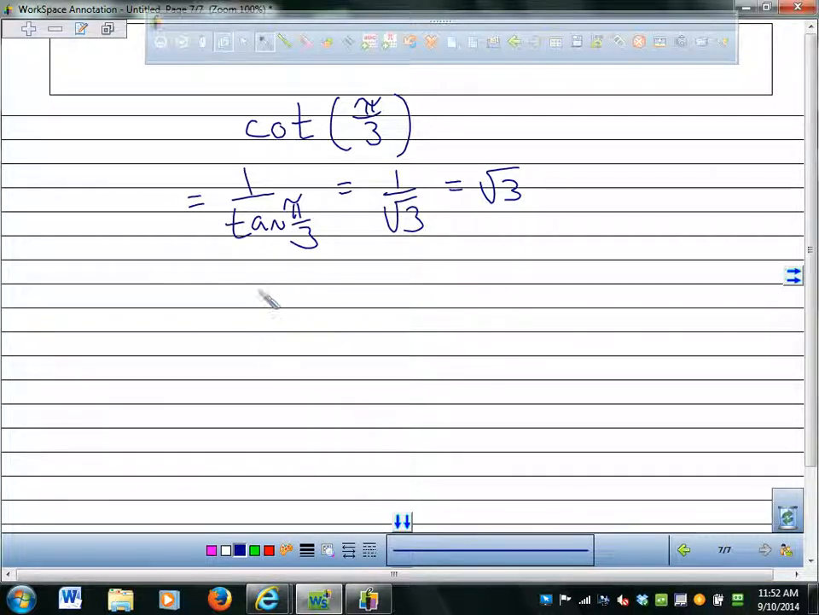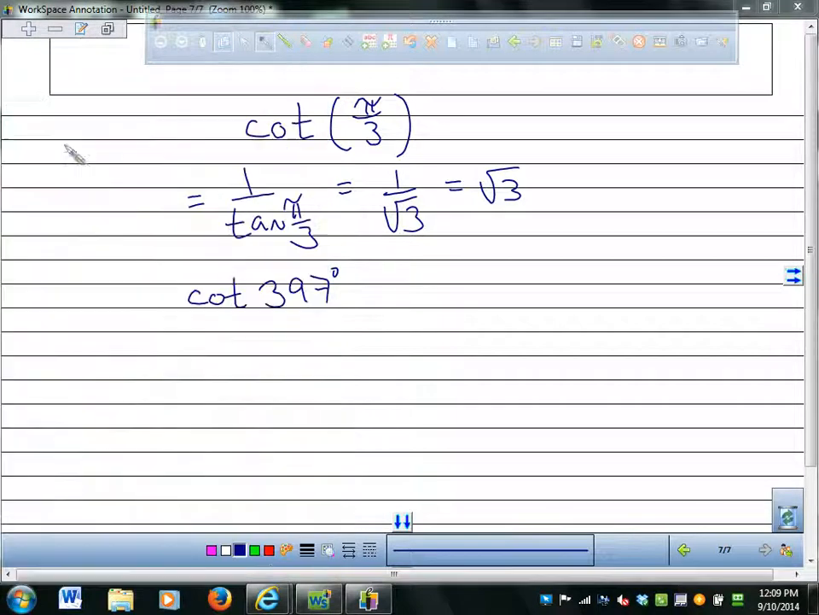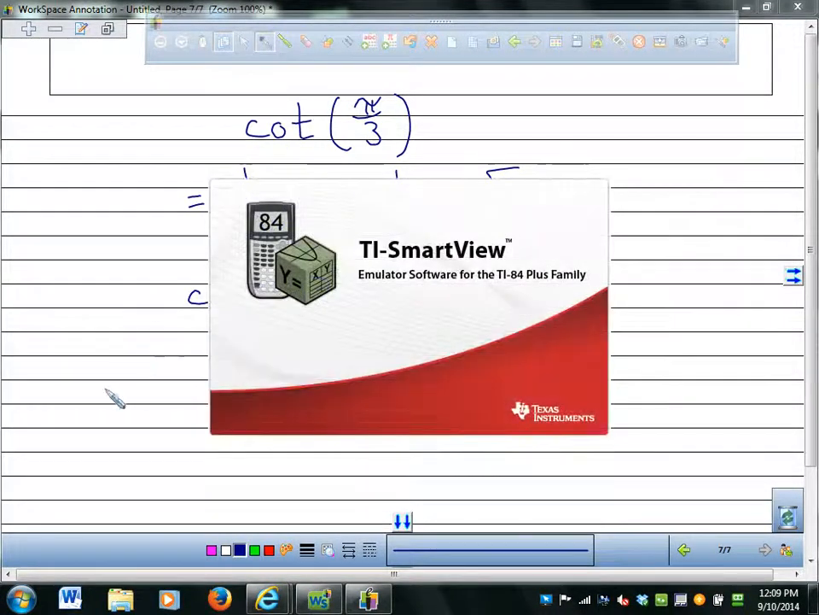If you did something like this on the calculator, what's the cotangent of 397 degrees? You know how to do that? First you'd have to be in degree mode. You can plug it in degree mode. So you take your calculator, make sure you're in degree mode. If they give you a degree problem, I've been trying to talk in radians as much as I can, but just to show you an example.